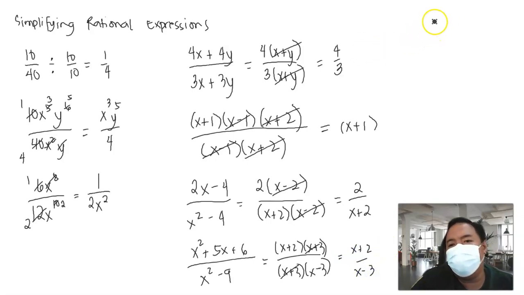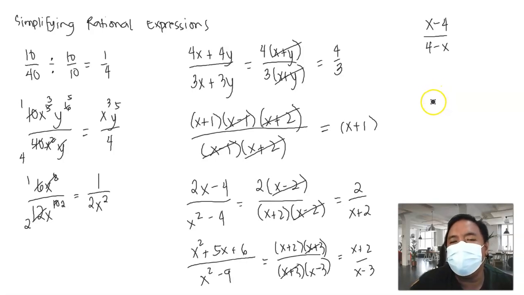Eh, sir, what if po may binigay sa amin na ganito, x minus 4 and then 4 minus x. Ano po ang gagawin namin dyan? Parehong-pareho po na meron tayong same terms. X and x, 4 and 4 for the denominator and the numerator. Pero po, kung titingnan ninyo, yung parehong sign nila magkaiba. Si x sa numerator ay positive, si x sa denominator ay negative. Si 4 sa numerator ay negative, si 4 sa denominator ay positive.